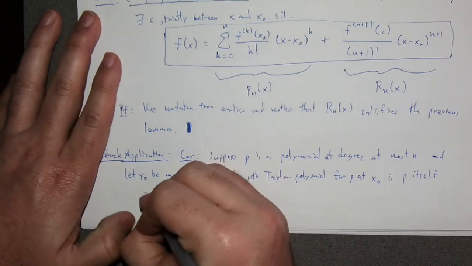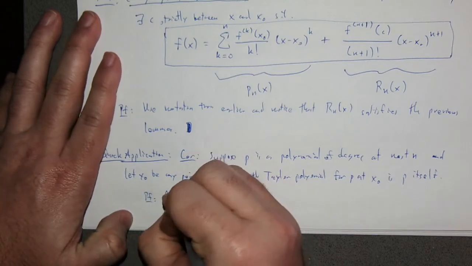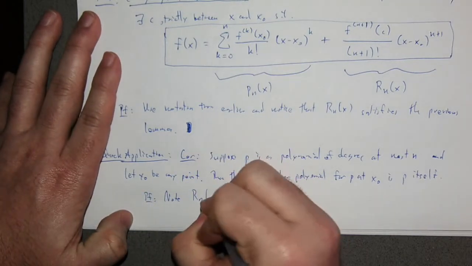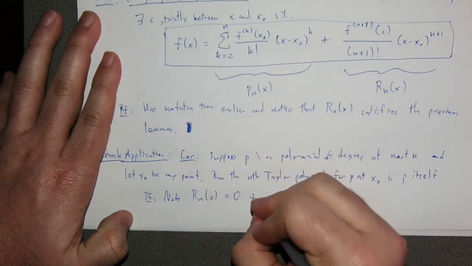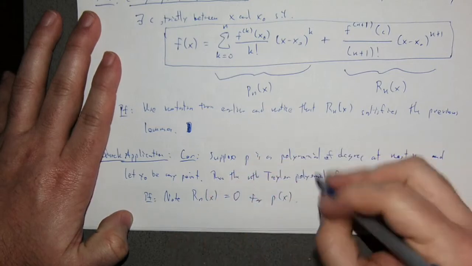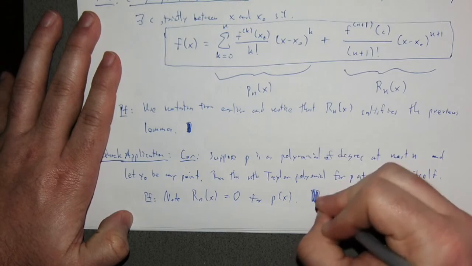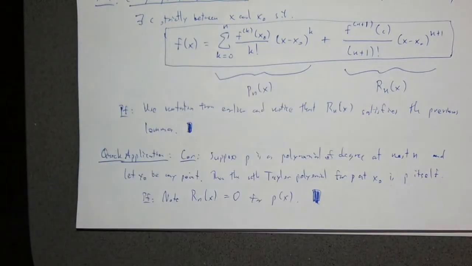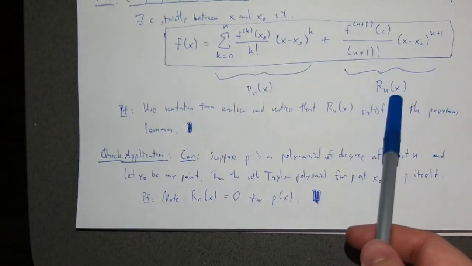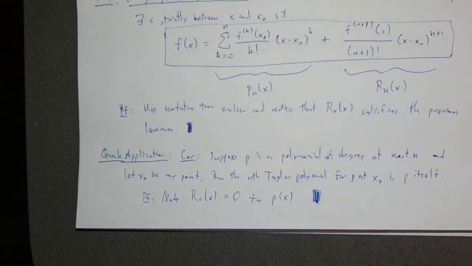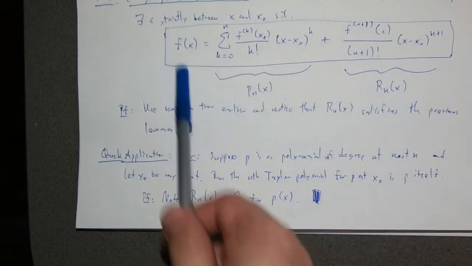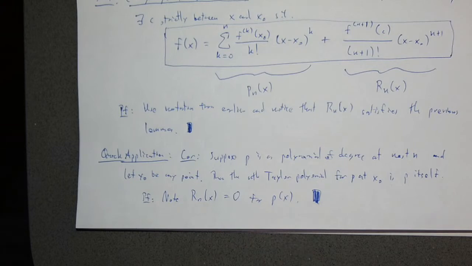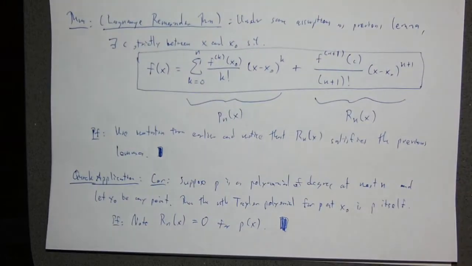So the proof is, note R sub n of x is equal to 0 for P. So literally, looking at this theorem and seeing how to apply it, R sub n of x is equal to 0 for this polynomial. And so P of x is equal to P sub n of x. That's it, right? In a way, this should be obvious that you have a polynomial.